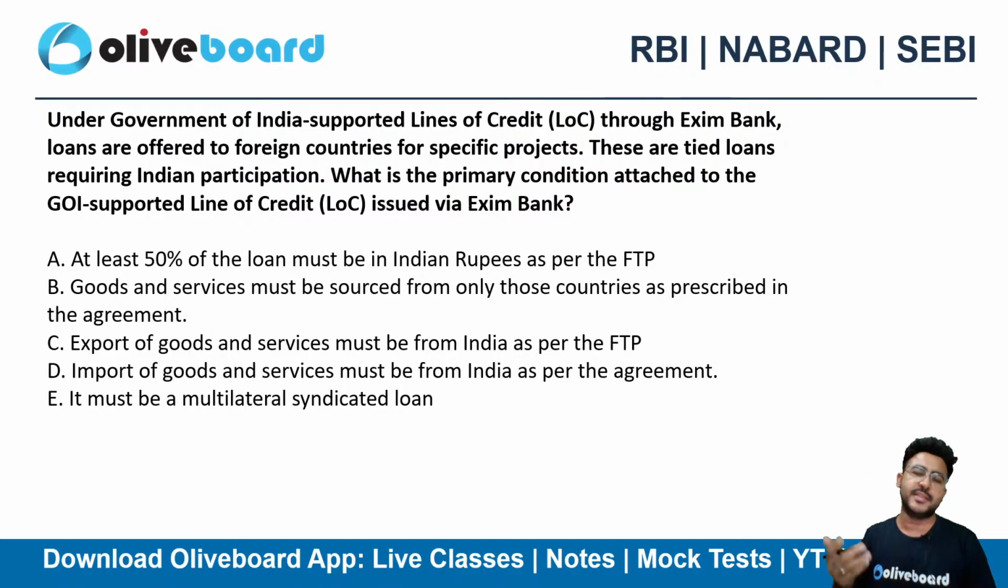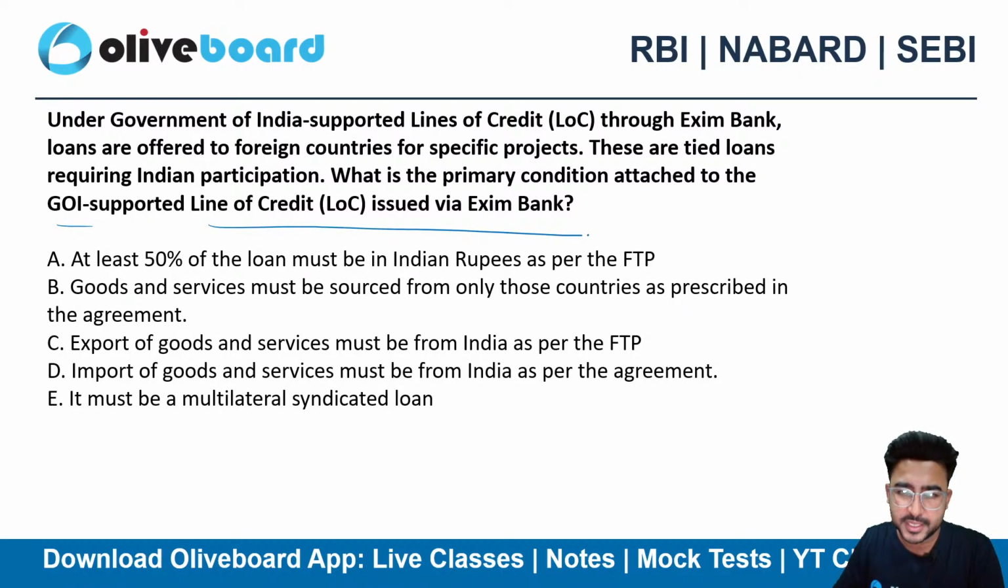Next is, under the Government of India supported line of credit through Exim Bank, loans are offered to foreign countries for specific purpose. These are tied loans requiring Indian participation. What is the primary condition attached to the Government of India supported line of credit issued via Exim Bank recently?